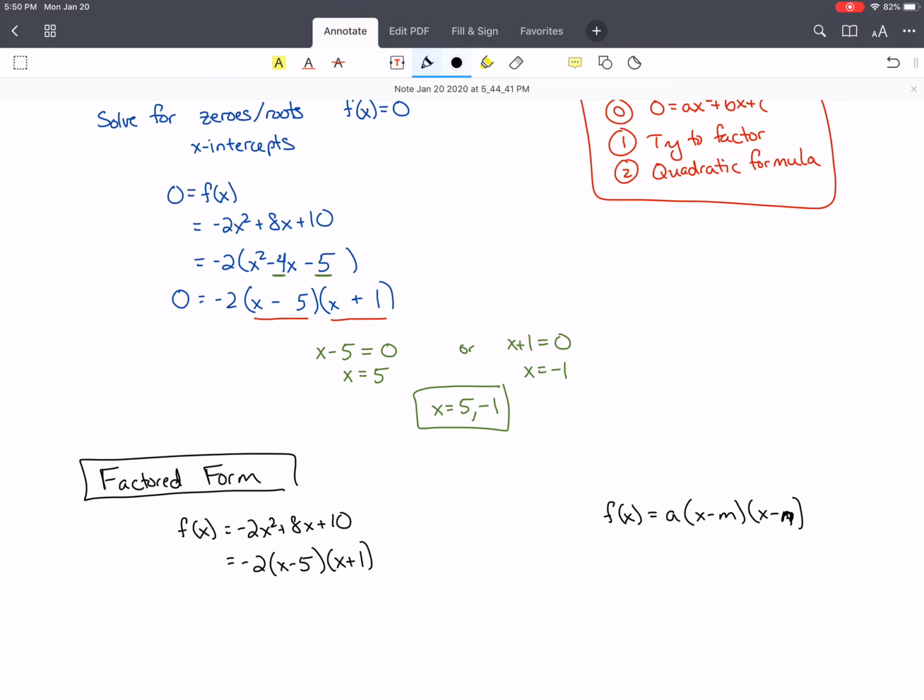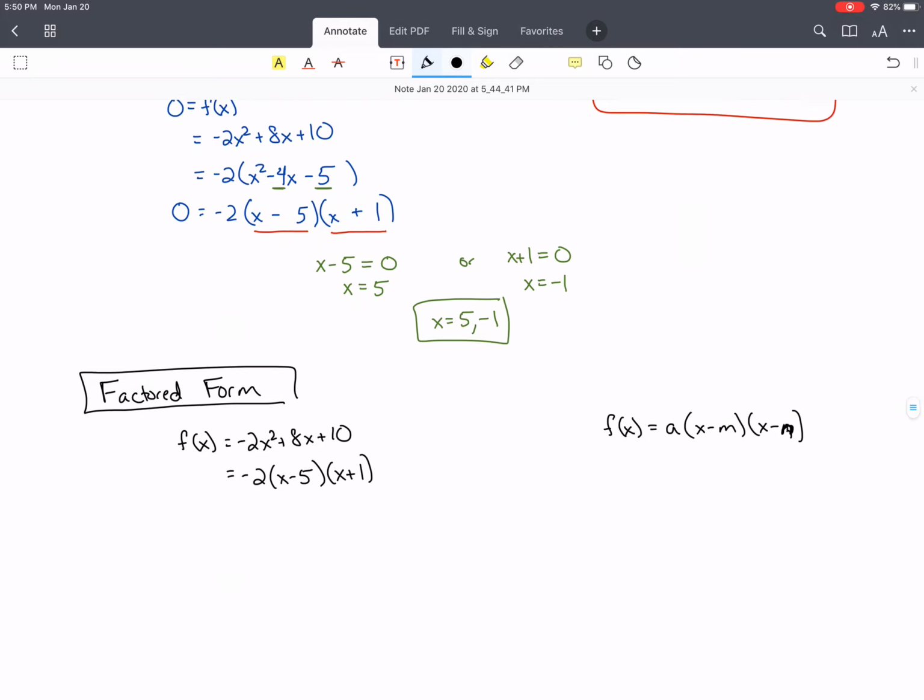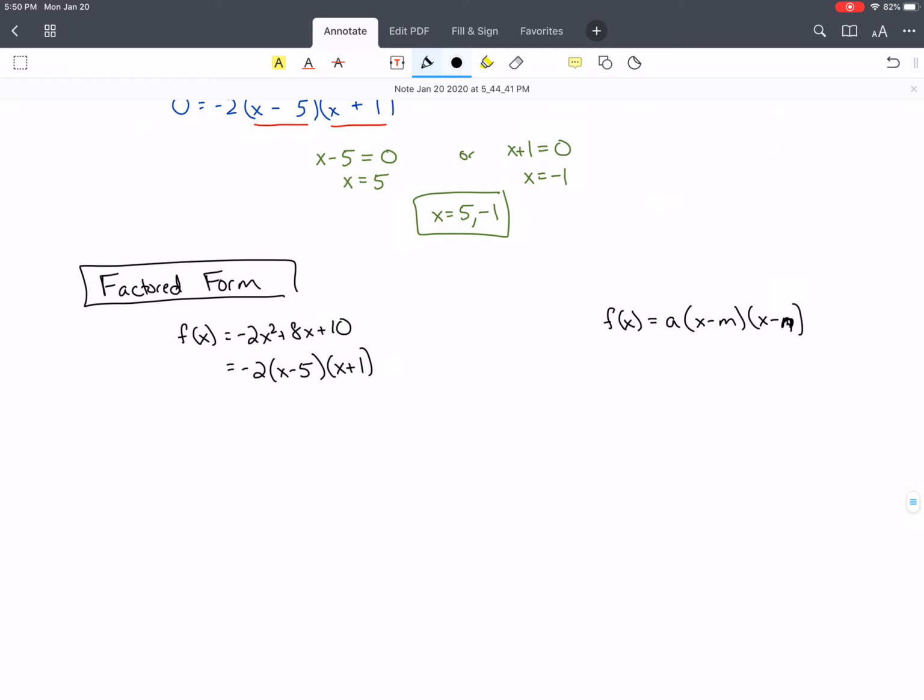So factored form is super useful, and if I'm going to graph my quadratic, I can see that, hey, I have an x-intercept at 5 and negative 1. Since my leading coefficient is negative, this parabola opens down.